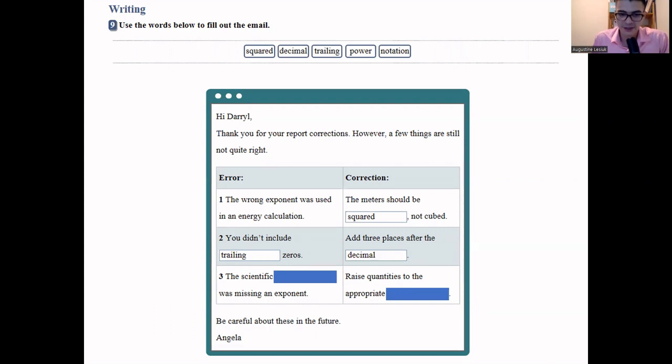Error. The scientific notation was missing an exponent. Correction. Raise quantities to the appropriate power. Be careful about these in the future, Angela. So those are the answers. Now we're moving on to the next segment.